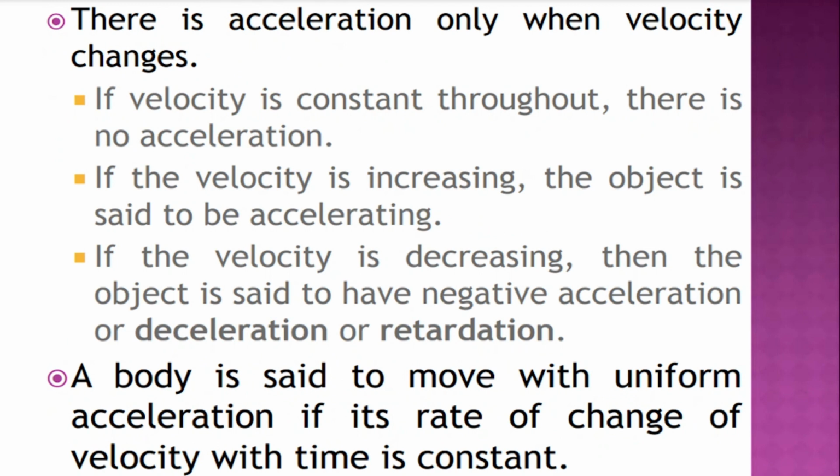Okay, now when we talk about velocity, if a body travels with uniform velocity throughout its journey, that is the body travels at a constant velocity throughout its journey, then we will say that the body is moving with uniform velocity. But if the velocity of the body is increasing, it means that the body is having an acceleration. And on the other side, if the velocity of the body is decreasing, it means that the body is having a deceleration or retardation, that is negative acceleration.